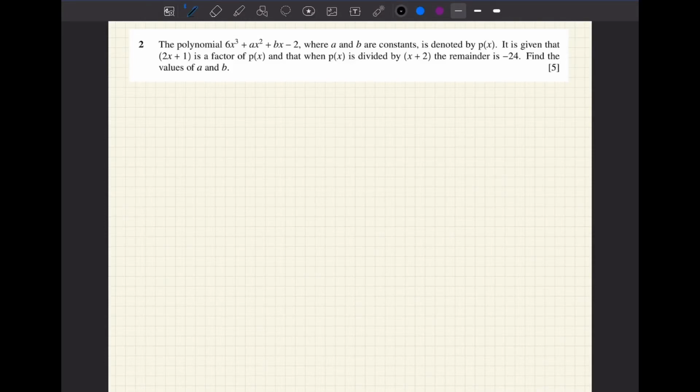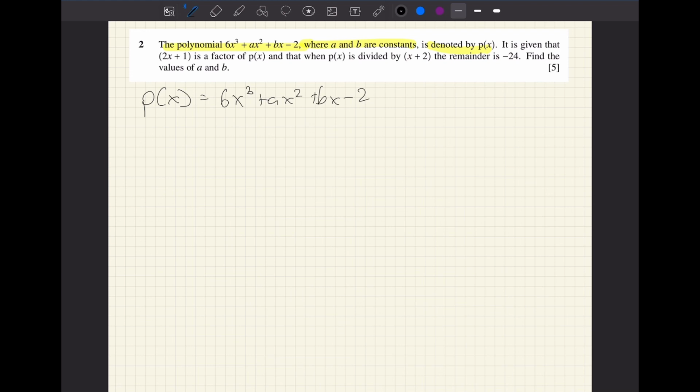Okay, so factor and remainder theorem, here's a practice question. Let's read the practice question very carefully. The polynomial 6x cubed plus ax squared plus bx minus 2, where a and b are constants, is denoted by p of x. So that means p of x is equal to 6x cubed plus ax squared plus bx minus 2.